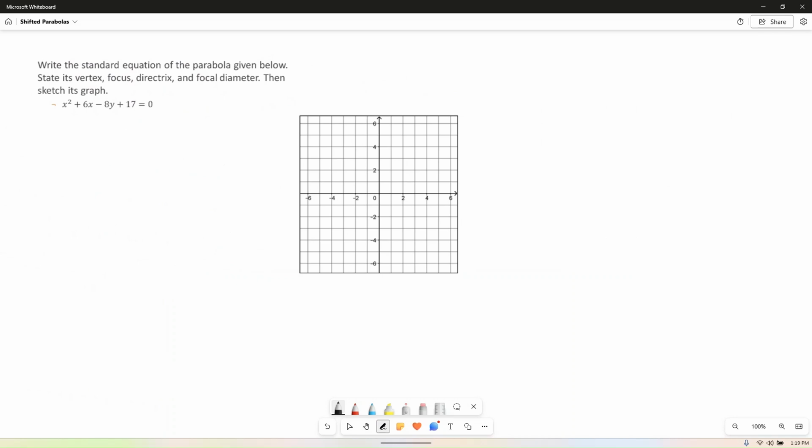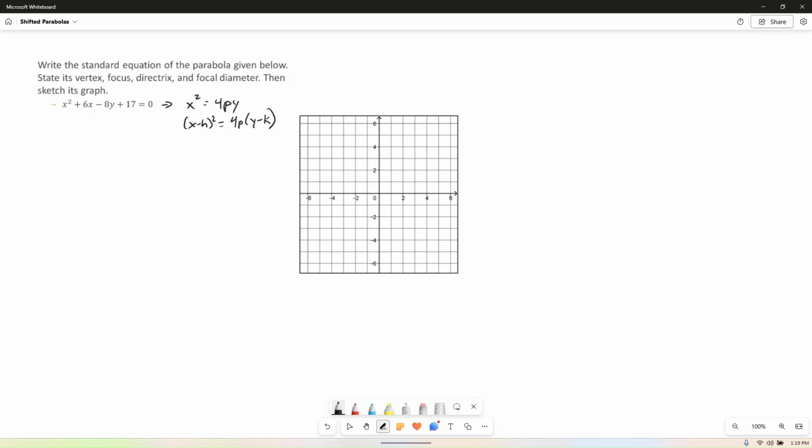Okay, so the equation that we have is x squared plus 6x minus 8y plus 17 equals 0. So because I have an x squared, I know this equation is going to have some form similar to x squared is equal to 4py. Again, that's assuming it's at the origin. It could be shifted, so you might have like x minus h quantity squared is equal to 4p times y minus k. So I need to rewrite this generalized equation in that standard form.